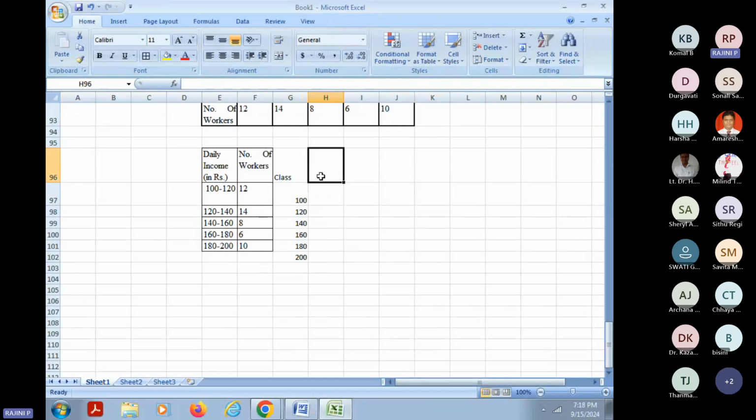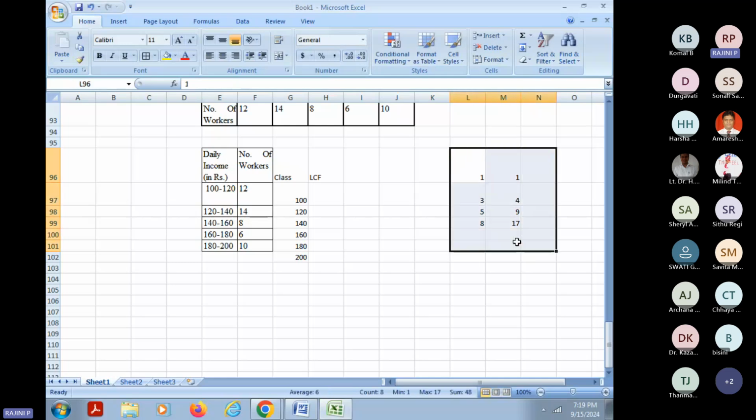Sorry, write the less than cumulative frequency. Cumulative frequency means we'll add the values continuously. Suppose I'm having the values 1, 3, 5, 8. Cumulative frequency starts with the same first value only. Next value is 1 plus 3, equal to 4. Then 9, which is the previous value plus the present value. So cumulative frequency means adding continuously.